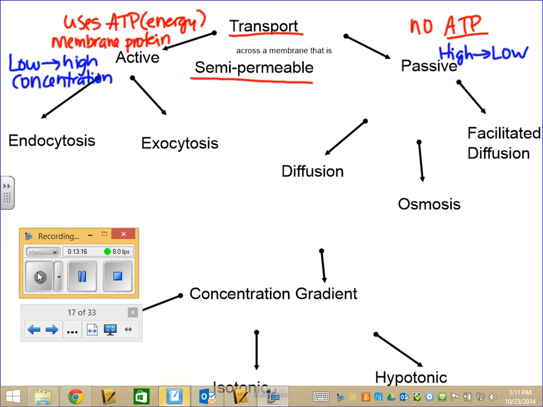Now you'll notice that I'm not writing something about a membrane protein, and that's because sometimes you use one and sometimes you don't. And so I'm not going to put a general statement there. Now up until that point, does anyone have any questions about the difference between active or passive transport?